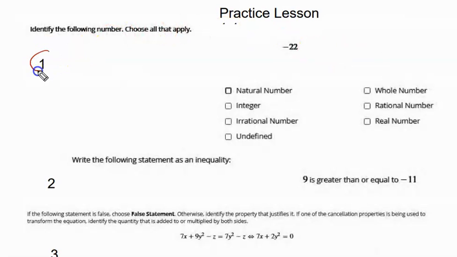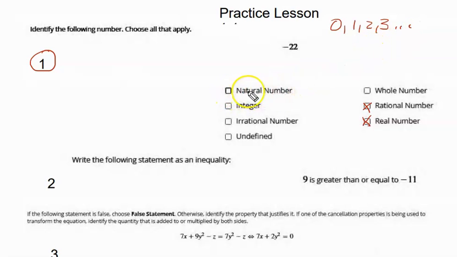So in item number 1, we're asked to place negative 22 in which of these categories of real numbers. Now, all the numbers on the number line are real numbers, so this is a real number. Is it a rational number? Yes. Is it a whole number? No. Remember, whole numbers are 0, 1, 2, 3, and so on.